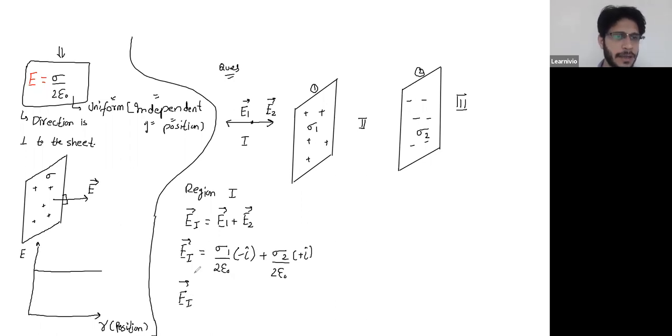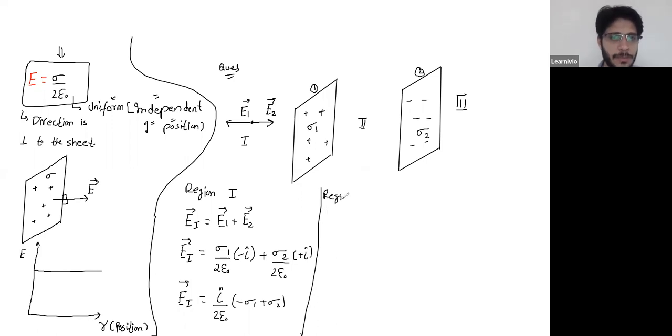While writing magnitudes, we never consider the nature of charge. Whether your surface charge density is positive or negative, we won't consider that nature here. Next, we can take I cap by 2 epsilon naught as common, and we are left with just minus of sigma 1 plus sigma 2. So that is the electric field in region 1.